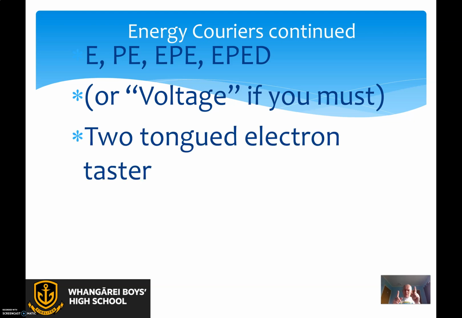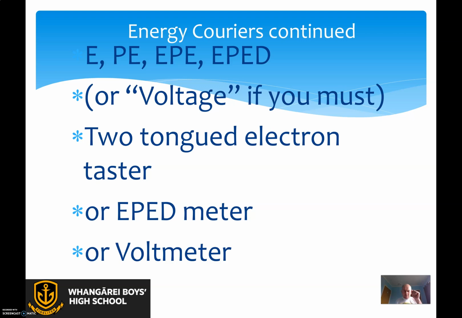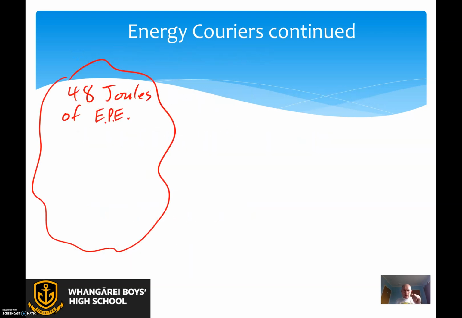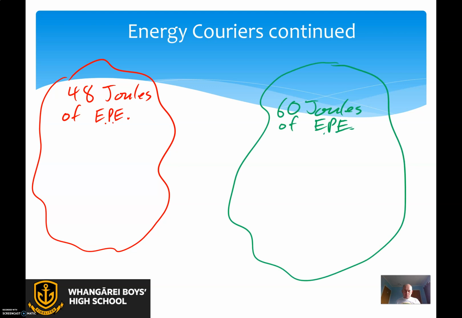Now we're going to use a two-tongued electron taster that tastes them here, tastes them there, and compares the energies. And that two-tongued electron taster is actually an EPED meter or a voltmeter. Now let's look at a little wee imaginary blob. So we've got 48 joules of electrical potential energy in the left-hand side. We've also got 60 joules of electrical potential energy on the right-hand side.